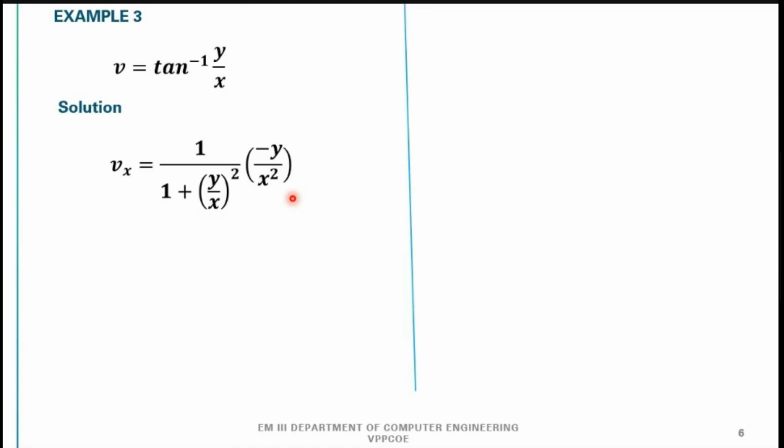Okay? We are differentiating with respect to x. So y will remain as a constant. So y into derivative of 1 by x. And 1 by x का derivative होता है minus 1 by x square. Now simplify, take the LCM.